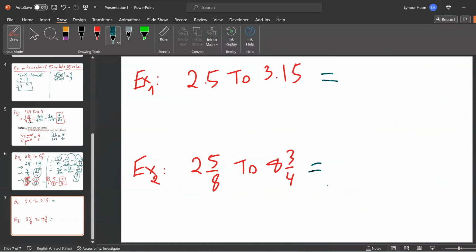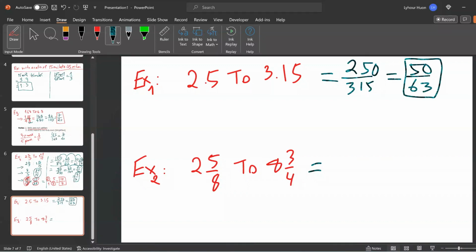For the first one, I got 250 over 315 because I removed the decimals, right? 250 over 315, and then I divided by 5, which equals 50 over 63. And now I don't think there's anything else to divide by. So that is the final answer. Is it right? That is correct actually.